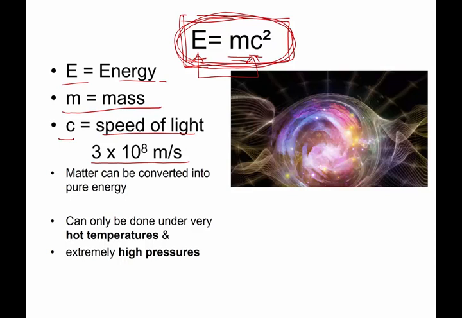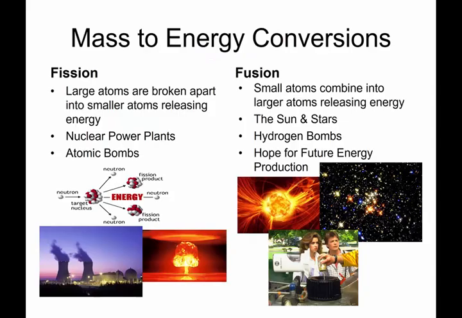Now, in your everyday experiences and my everyday experiences, we don't see this happening. In order for energy to convert into matter, you have to have incredibly high temperatures, like the temperatures you get in a star, and incredibly high pressures. So this E equals mc squared was the key to determining how stars are powered.